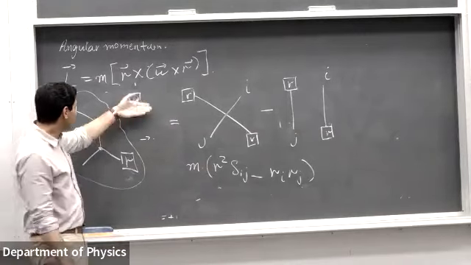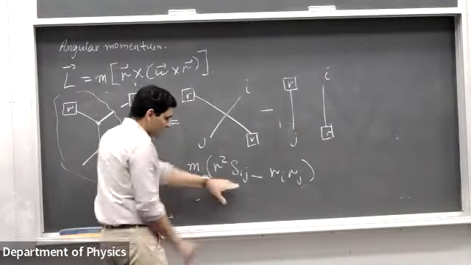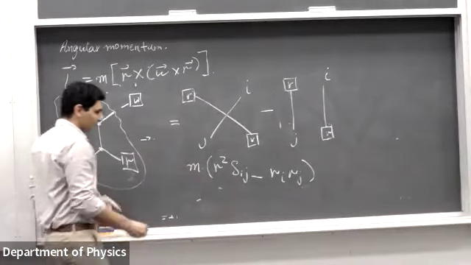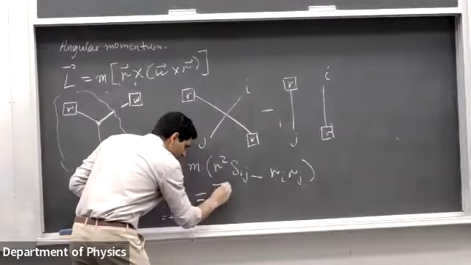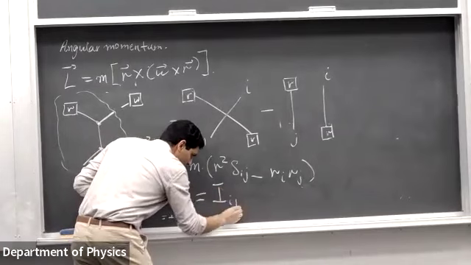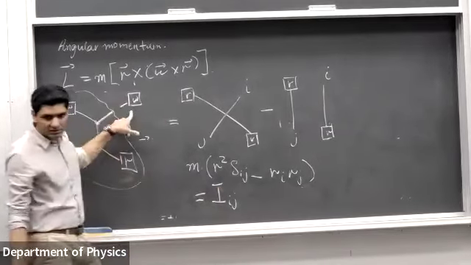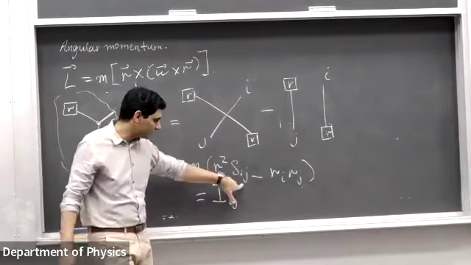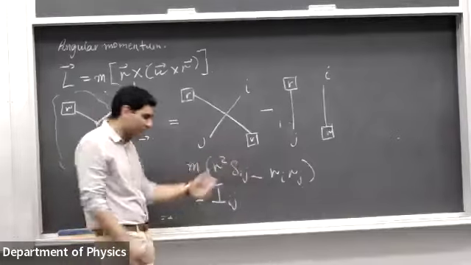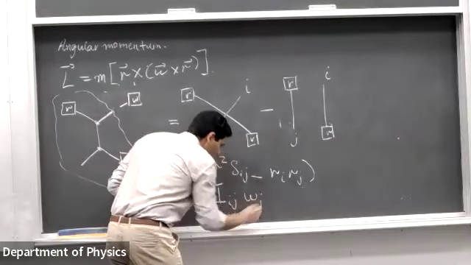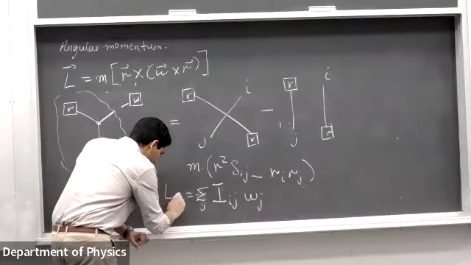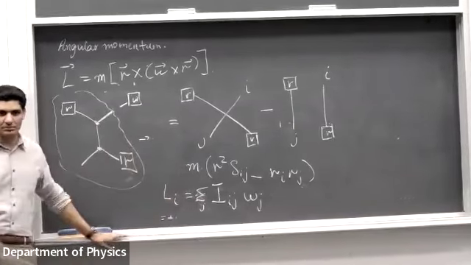Now we can basically rewrite this. This object, how many indices does it have? 2, it has 2 indices over here. It's so special, it gets its own symbol: I sub ij. And remember, we have this omega sitting outside, which we have detached. Since this is symmetric, I can attach the omega anywhere, it doesn't really matter. So omega j, summed over j obviously. And that's your angular momentum.